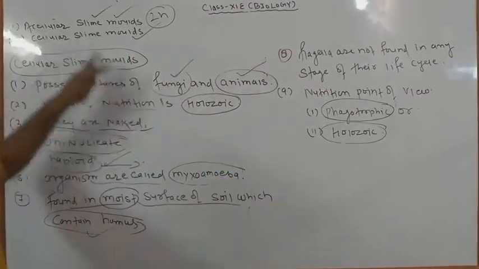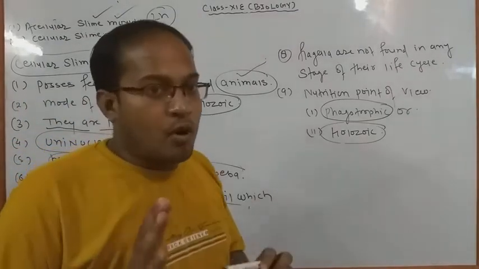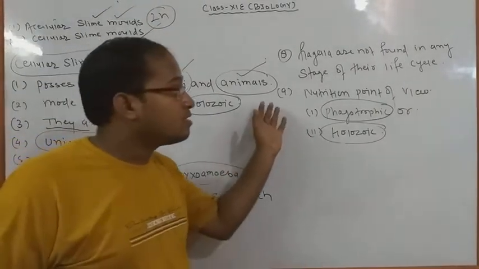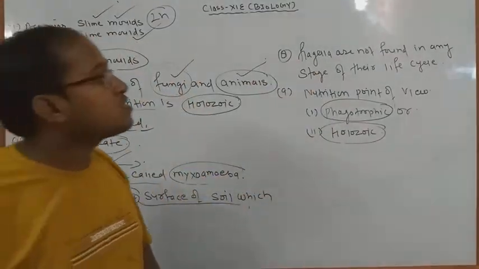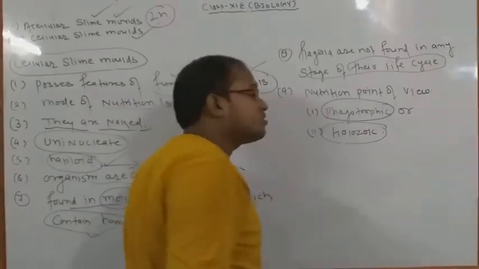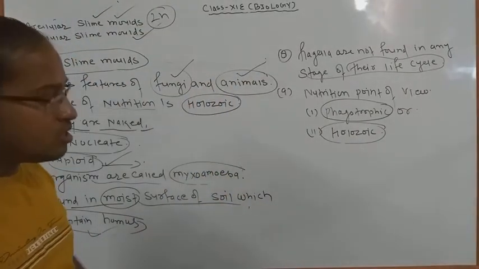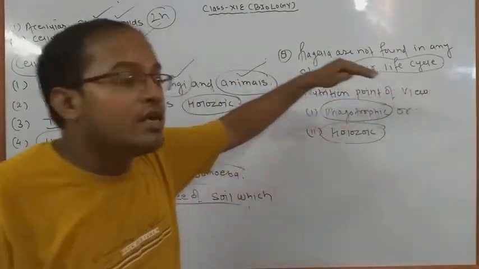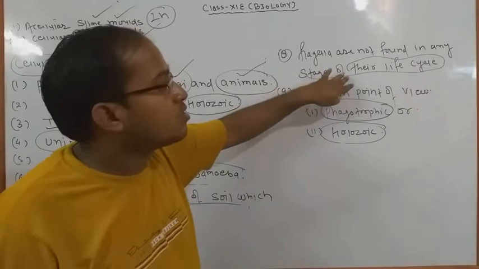In cellular slime molds we have studied there is an important organ found for their locomotion, called pseudopodia, but here there is no pseudopodia, and there is also a lack of flagella. Flagella are absent in the cellular stage of their life cycle. Throughout their life cycle, flagella are not generated. It means they don't have proper locomotory organs.